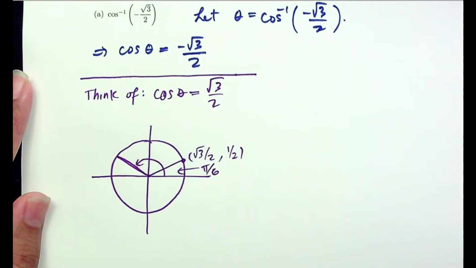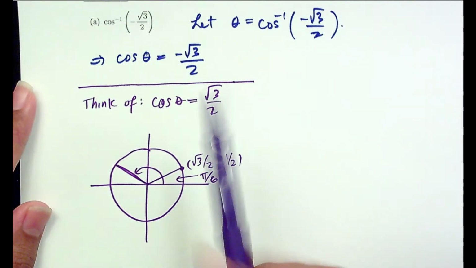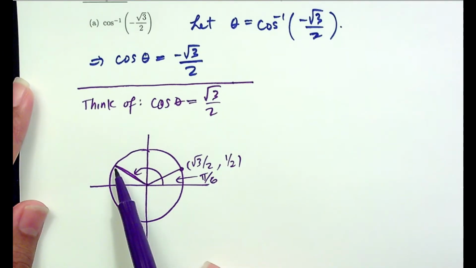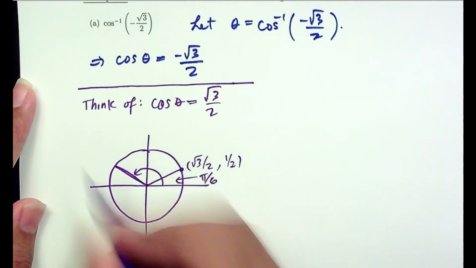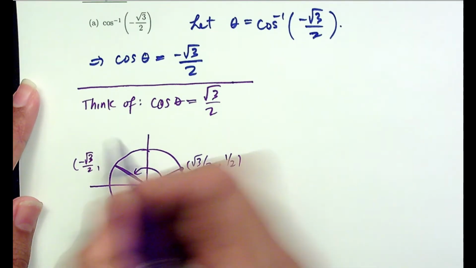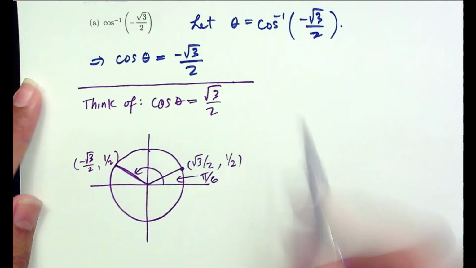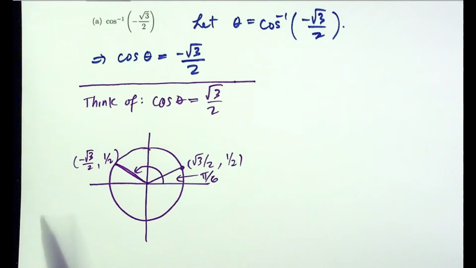And that is the angle that we want. First, for two reasons. First, because indeed the cosine of that angle is negative square root of 3 over 2. The coordinates of this point are negative square root of 3 over 2, a half. So it satisfies that. And second, because it is in the right quadrant, and this is very important.